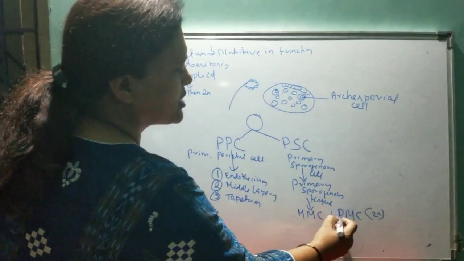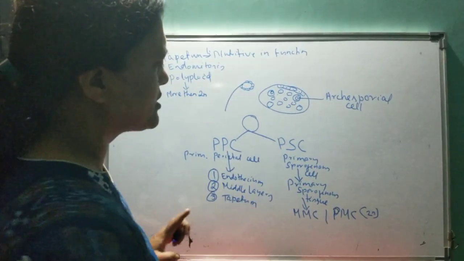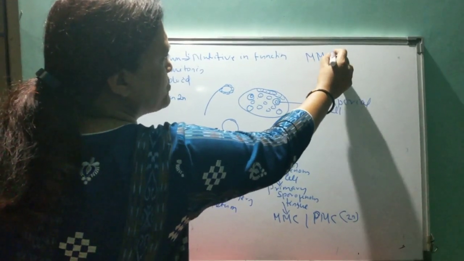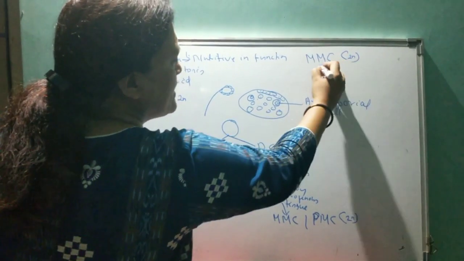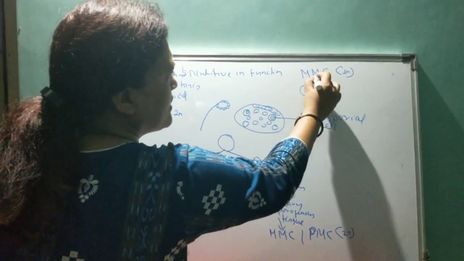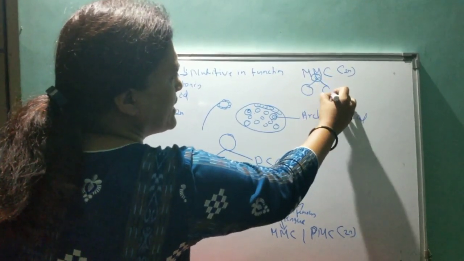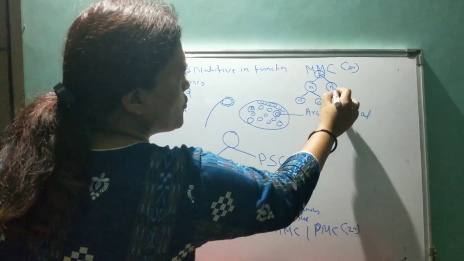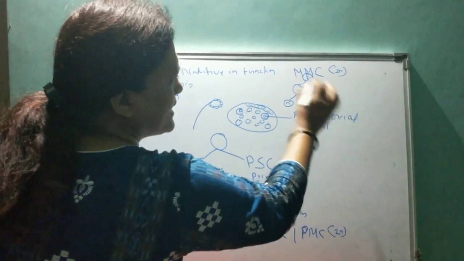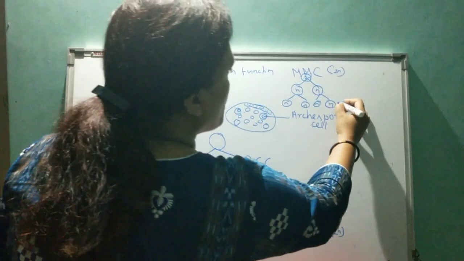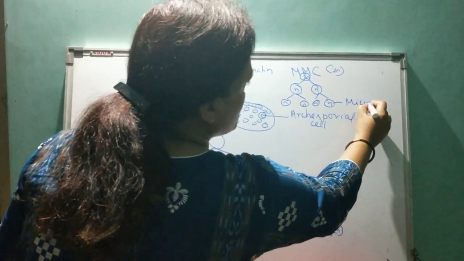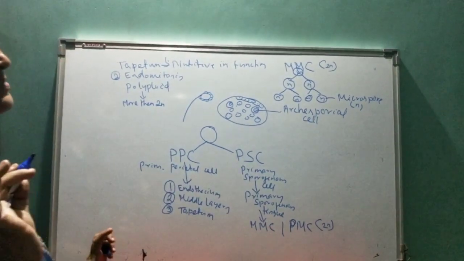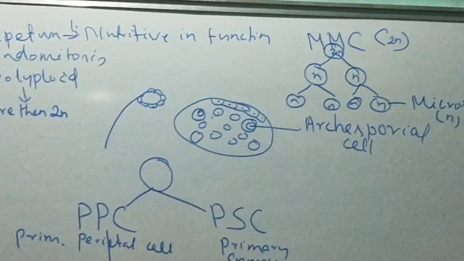Now, the microspore mother cell or pollen mother cell will divide by meiosis. I will write here: microspore mother cell having chromosome number 2n. They will divide by meiosis, forming 4 haploid cells. Each microspore mother cell will produce 4 haploid microspores having chromosome number n. This process is called microsporogenesis. Over.